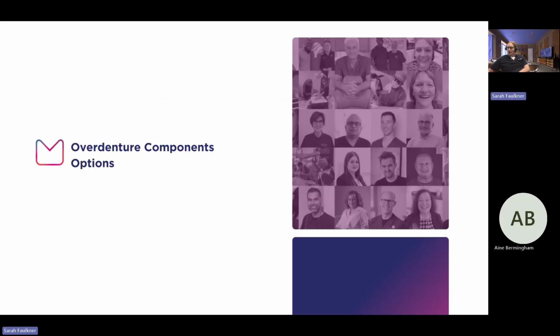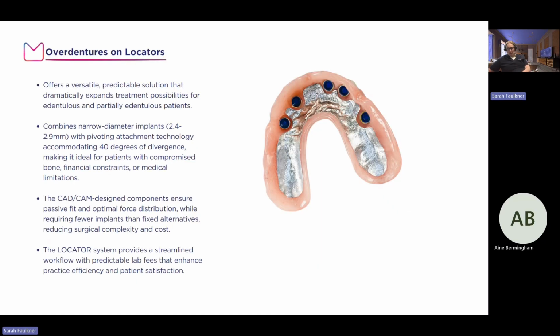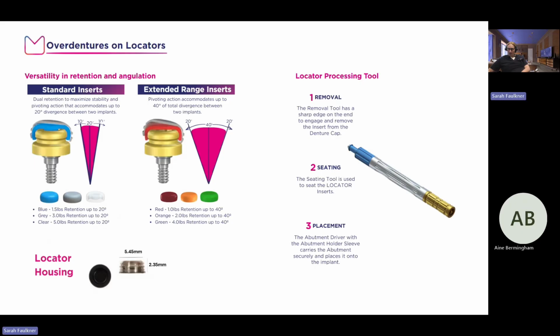So this is what I want to bring you into now, looking at all of the factors that I am considering. If we start off with the overdenture components, we're going to start with our much loved locator attachment. Locator is extremely versatile. They are produced for the majority of implant systems on the market. They do offer you the ability to change the retention levels for the patient. They do provide a pivoting action of the insert within the housing. So the standard inserts will allow divergence of up to 20 degrees, and the extended range will offer up to 40 degrees.